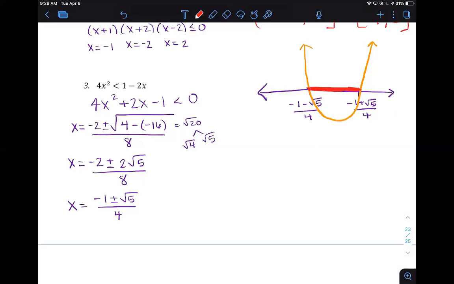It's less than, are we going to have parentheses or brackets? Parentheses. So your answer is going to be from -1 minus the square root of 5 over 4 to -1 plus the square root of 5 over 4. Parentheses around it. Leave it exact. You don't need to change it to decimals. Okay. Most of them you're not going to have to do quadratic formula in your homework today.